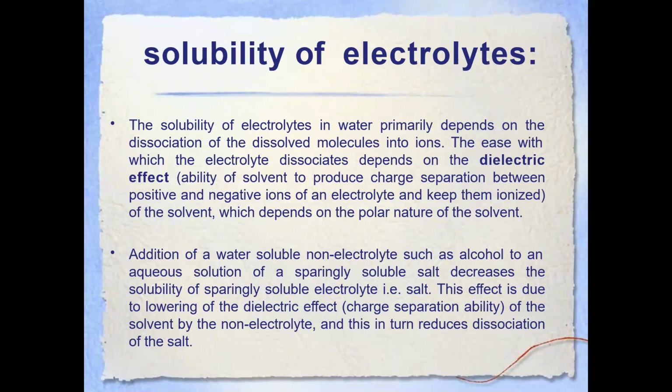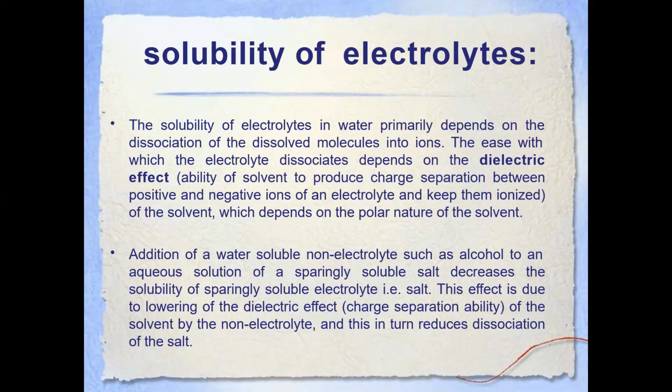Then next is the solubility of electrolytes. The solubility of electrolytes depends upon the dielectric constant. The solubility of an electrolyte in water primarily depends on the dissociation of the dissolved molecule into ions, and the ease with which the electrolyte dissociates depends on the dielectric effect. For example, sodium chloride is easily soluble in water because it easily dissociates into sodium ions and chloride ions, which are perfectly soluble in water.